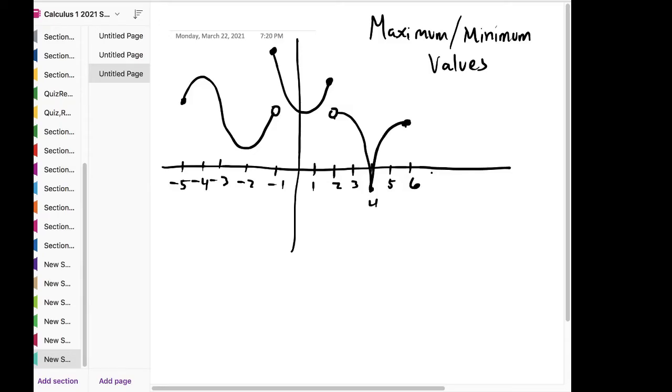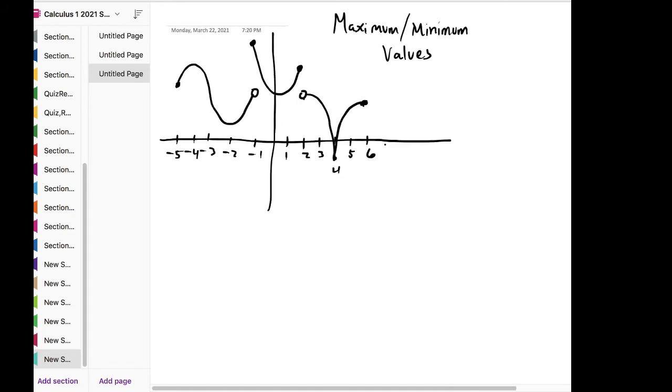Okay, so now we're going to talk about some applications of derivatives. We saw some applications in the previous sections, related rates and differentials, but we're going to go more into some other applications.